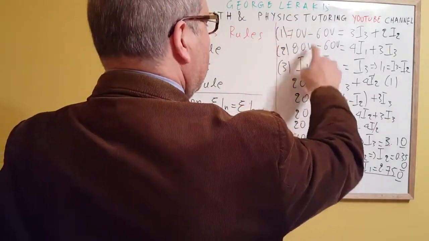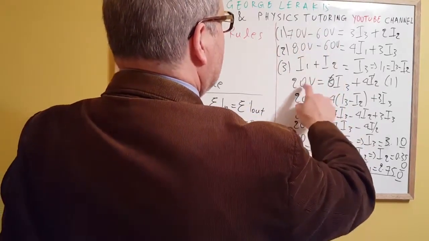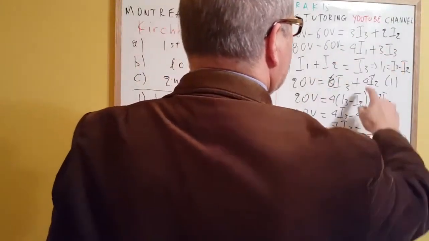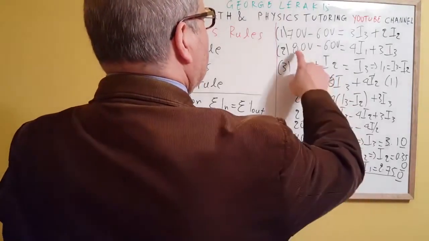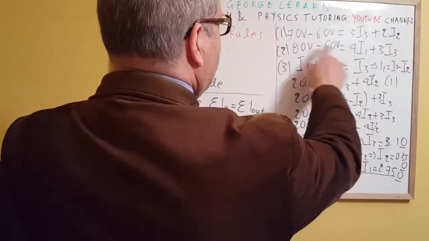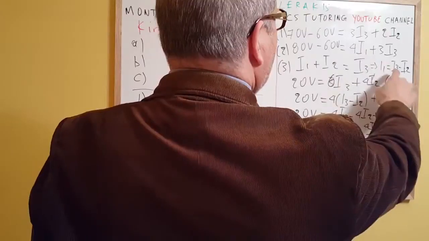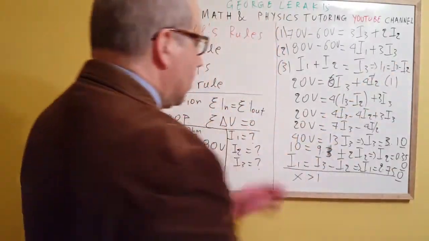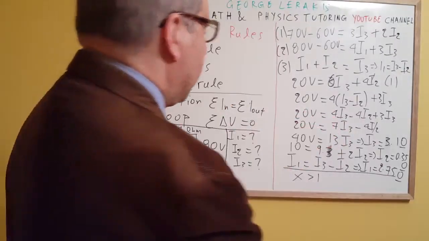Now, if you multiply equation 1 by 2, 70 minus 60 is 10, times 2 is 20, and on the other side it should be 6I3 plus 4I2. Now you go to the second equation, so you have 20, like 80 minus 60, which is 20, equal to 4 times I1, which from here is I3 minus I2, plus 3I3. You work this a little bit, so you get I3 equal to 3.1 amps.